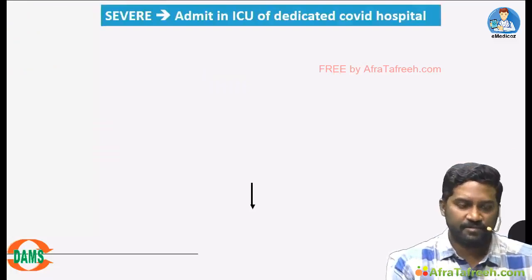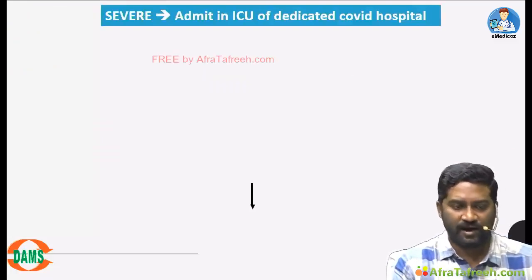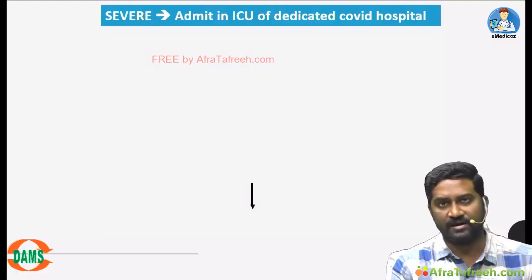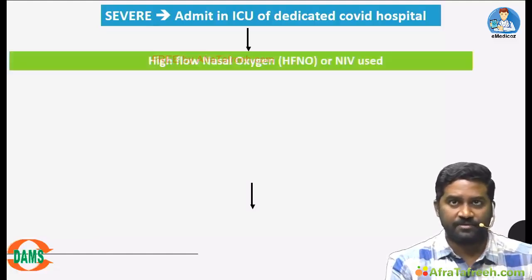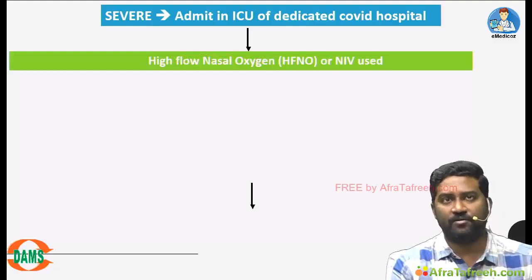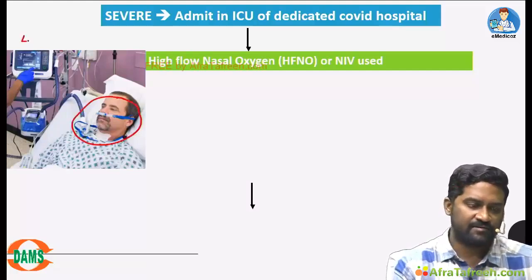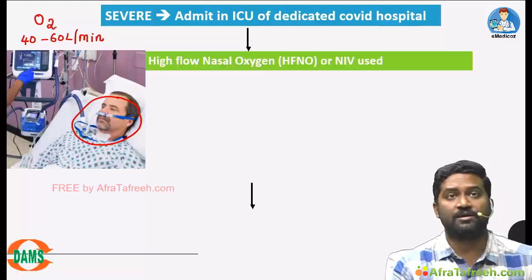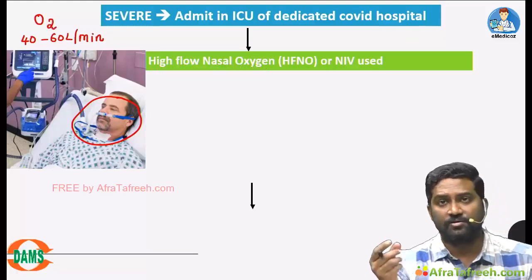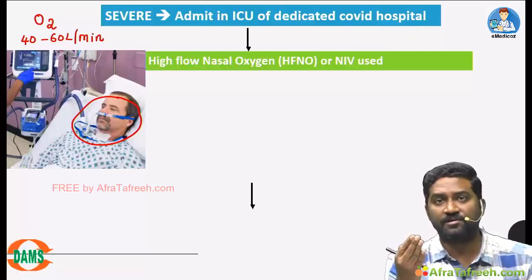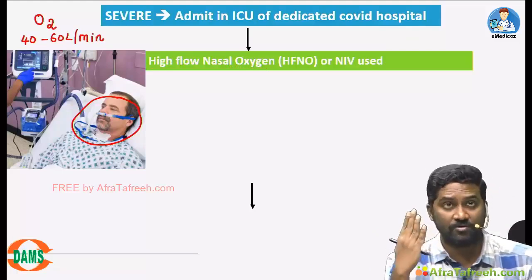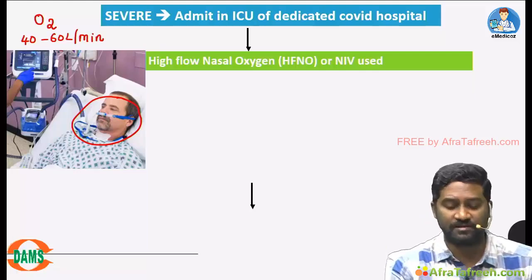Now, if the patient is having severe COVID, you should admit him in the ICU of a dedicated COVID hospital, and you should start him on high flow nasal oxygen, or non-invasive ventilation can be used. So, this is the high flow nasal cannula. Advantage of this is it can deliver about 40 to 60 liters of oxygen per minute. Your routine flow meter, the capacity is only 15 liters. So, this can give up to 40 to 60 liters per minute.